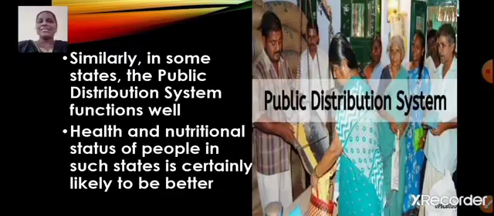Similarly, in some states the public distribution system functions well, and in the areas where the public distribution system functions well, we can find the people are healthy and their nutritional status is better. Health and nutritional status of people in such states, where the PDS functions well, is certainly likely to be better.